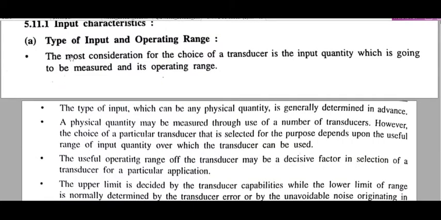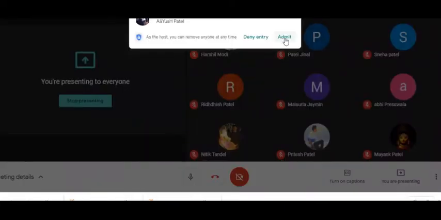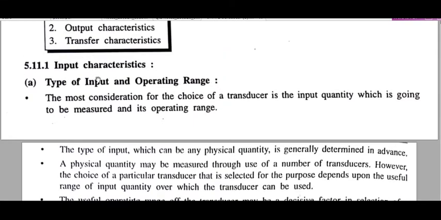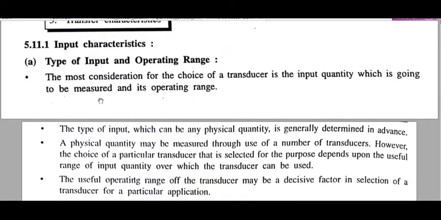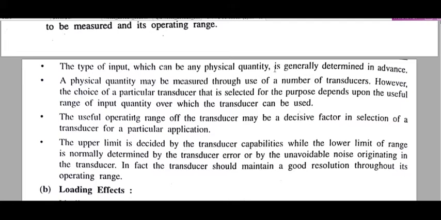So what is given in the input characteristic? The type of input and operating range. Now we will see that the most important consideration for the choice of a transducer is the input quantity which is going to be measured and its operating range, and the type of input, which can be any physical quantity that is generally determined in advance.